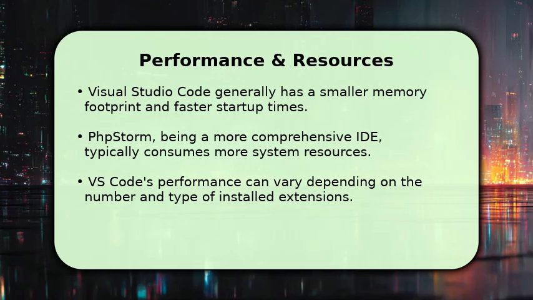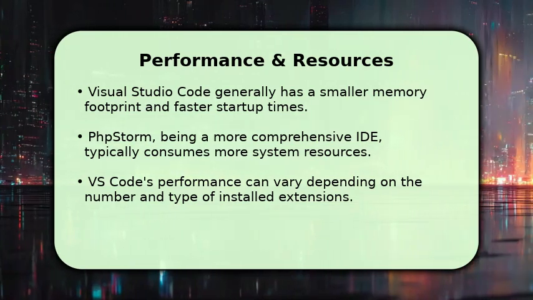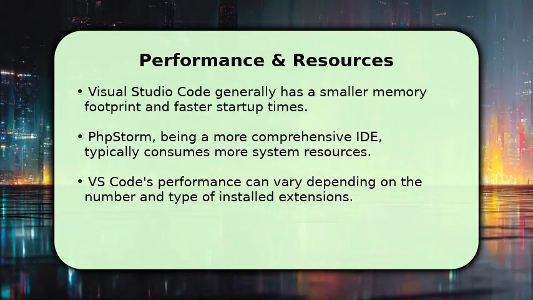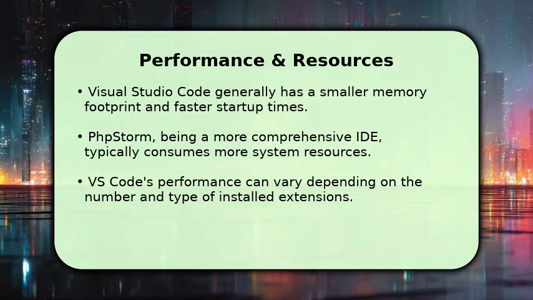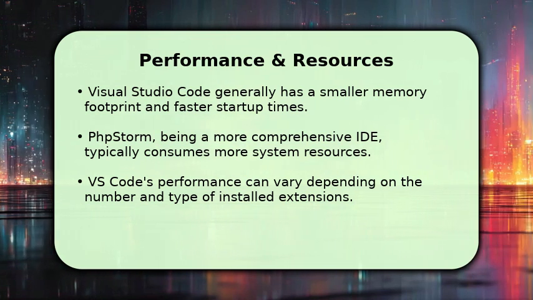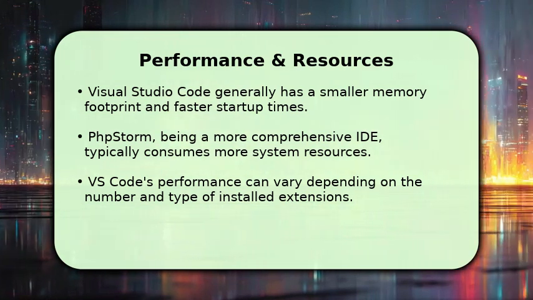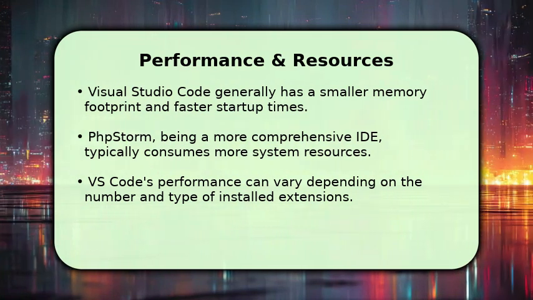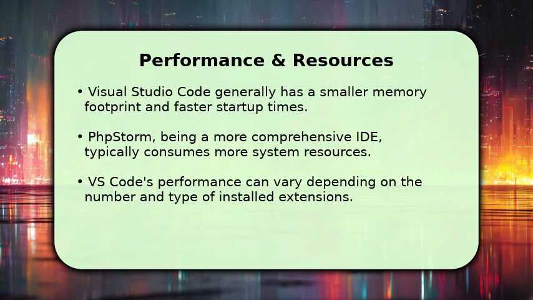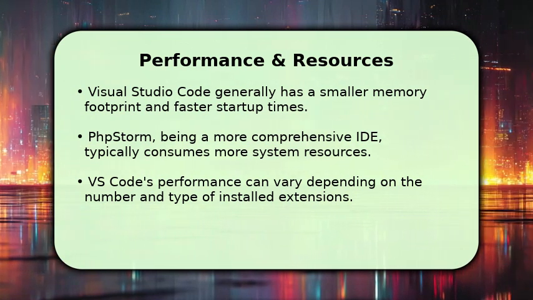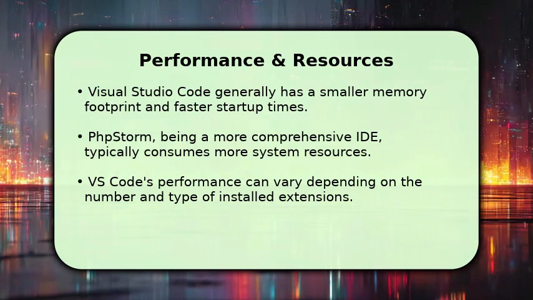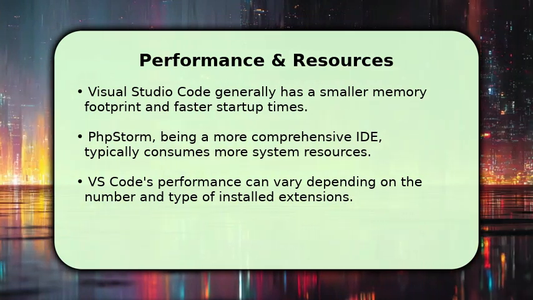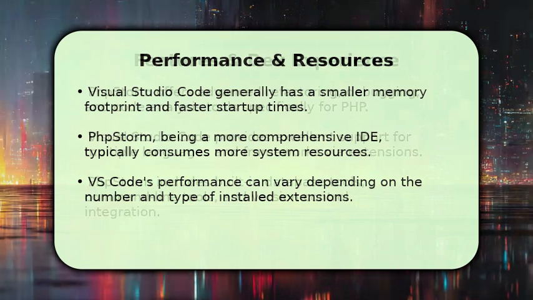When considering performance, Visual Studio Code generally boasts a smaller memory footprint and quicker startup times, making it feel more agile. PHPStorm, being a feature-rich IDE, typically demands more system resources, especially during initial indexing. However, this resource usage fuels its robust code analysis and intelligent features. The actual performance of VSCode can fluctuate significantly based on the number and complexity of installed extensions.